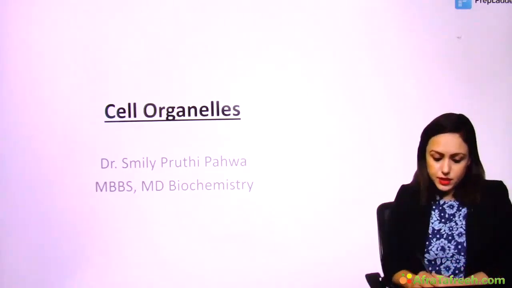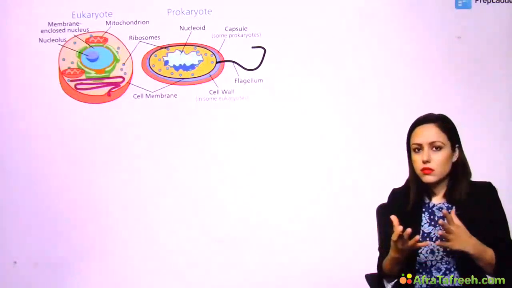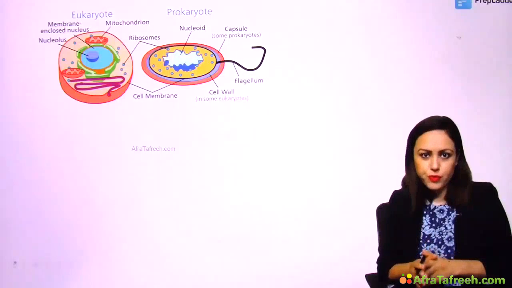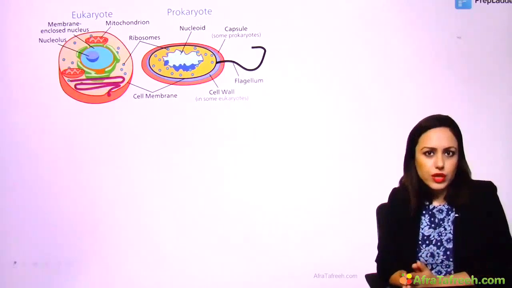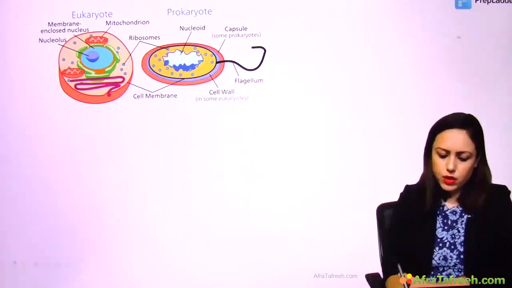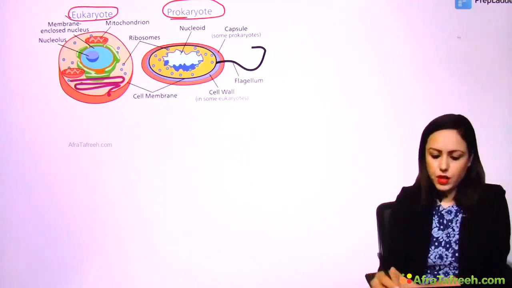Cell organelles. Let's see cell. Cell is the structural and functional unit of life. We have eukaryotic cell and prokaryotic cell. Let's quickly see the differences between prokaryotic and eukaryotic cell.